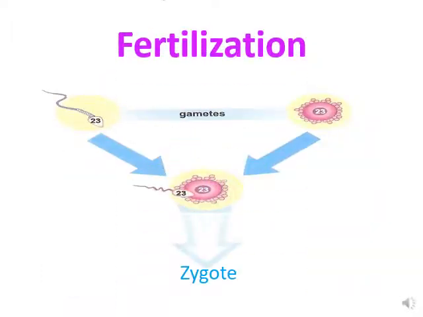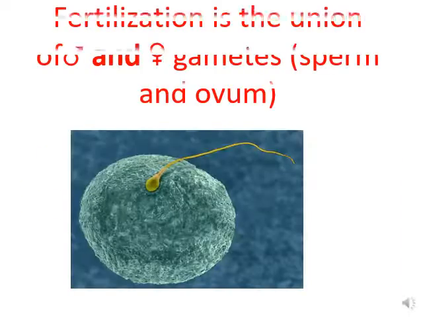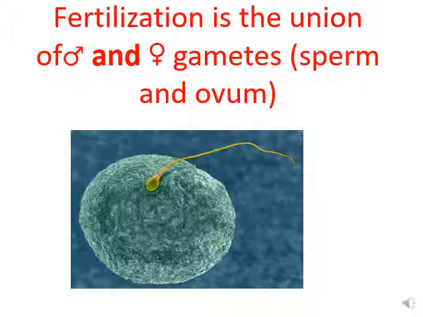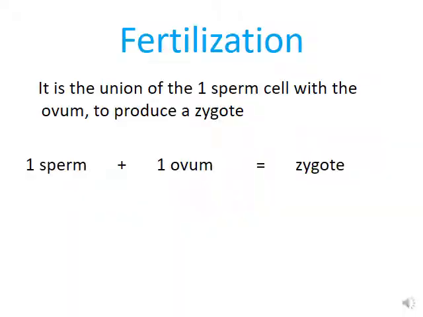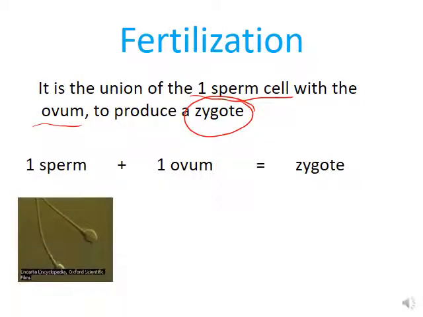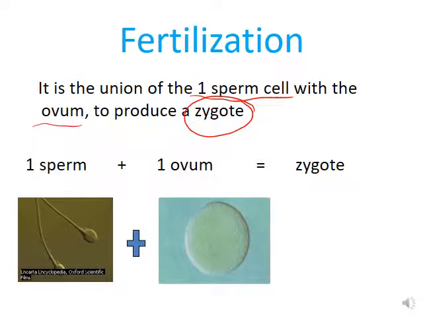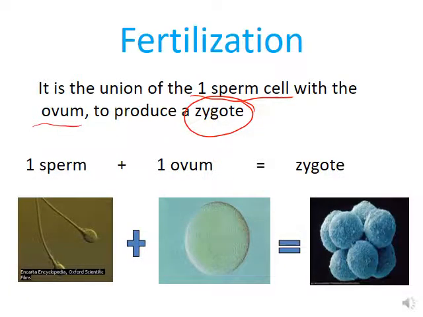Fertilization is the union of the male gamete, which is the sperm, with the female gamete, which is the egg cell, to produce the zygote and the embryo later on. So what is fertilization? It's the union of the male and female gametes. The male is the sperm and the female is the ovum. One sperm meets with one ovum to produce the zygote. This is called fertilization.